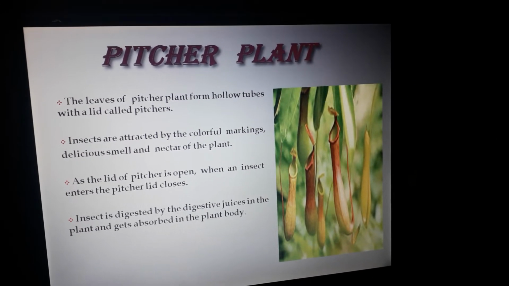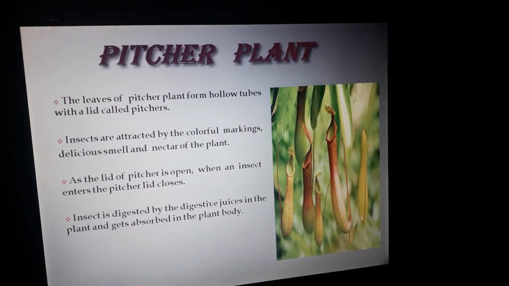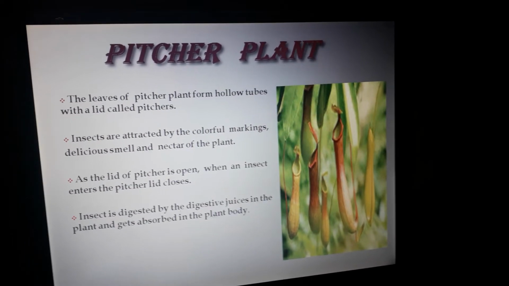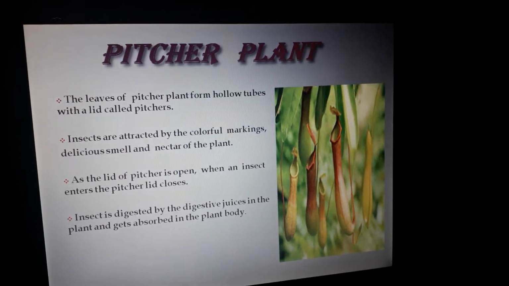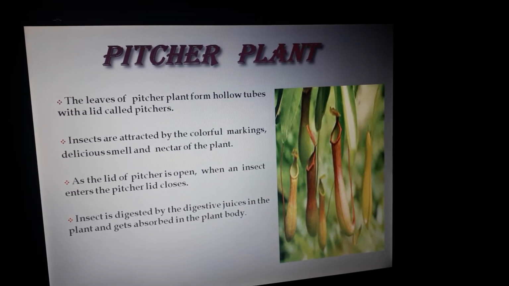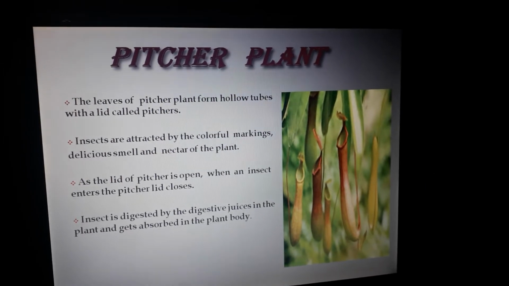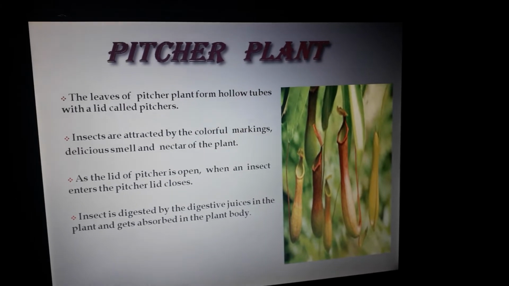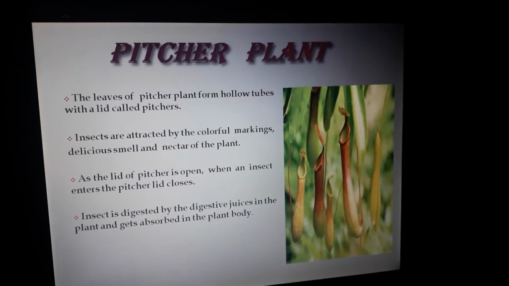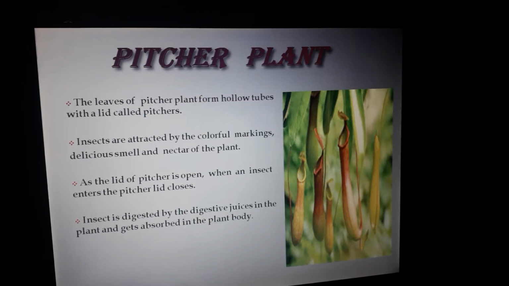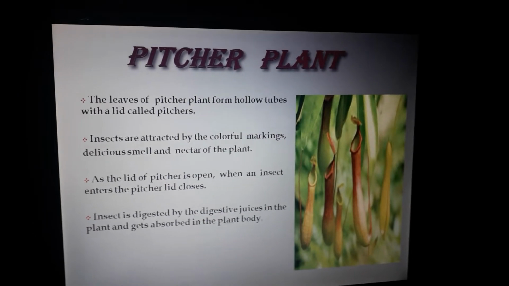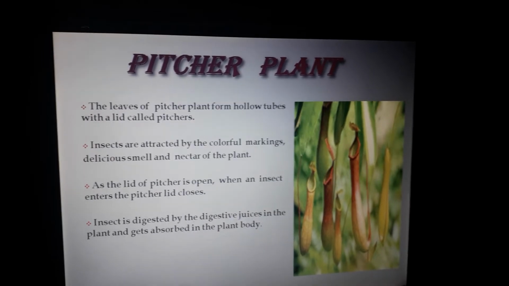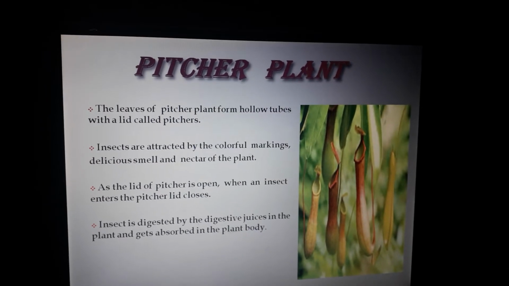The leaves of pitcher plant form hollow tubes with a lid called pitchers. Hollow means they are open from inside. Insects are attracted by the colorful markings, delicious smell and nectar of the plant. Now what happened? This plant has different colors, and due to those colors insects get attracted towards this plant and they come towards it, and they are also attracted by its delicious smell and its nectar.